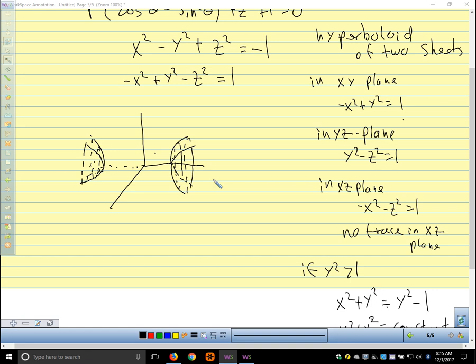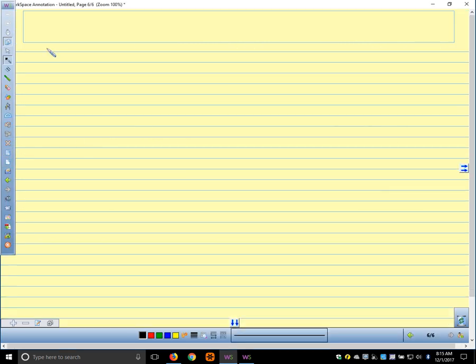Visualizing these surfaces is really fun. Yeah, fun. All right, homework.